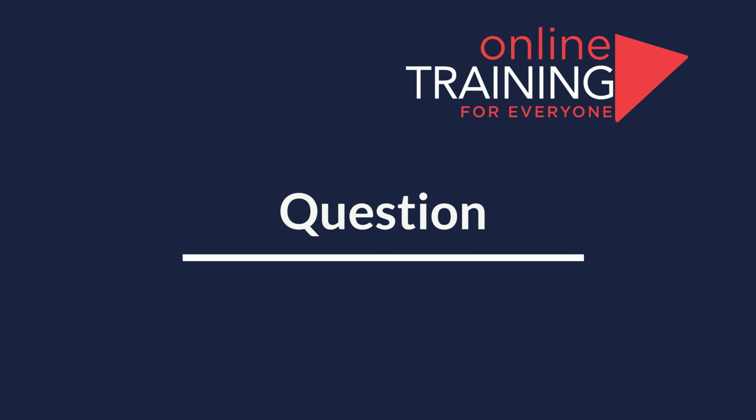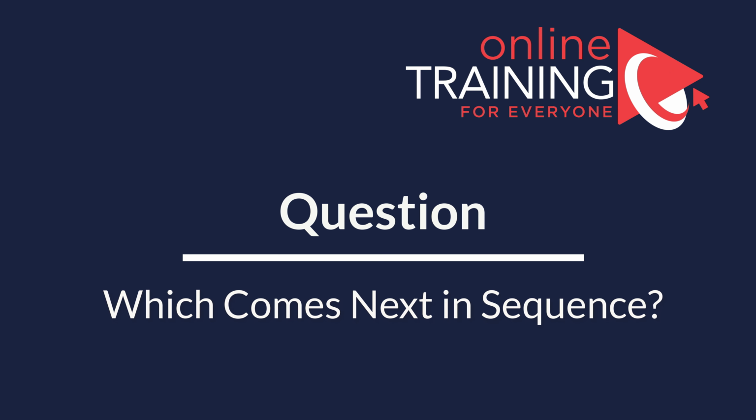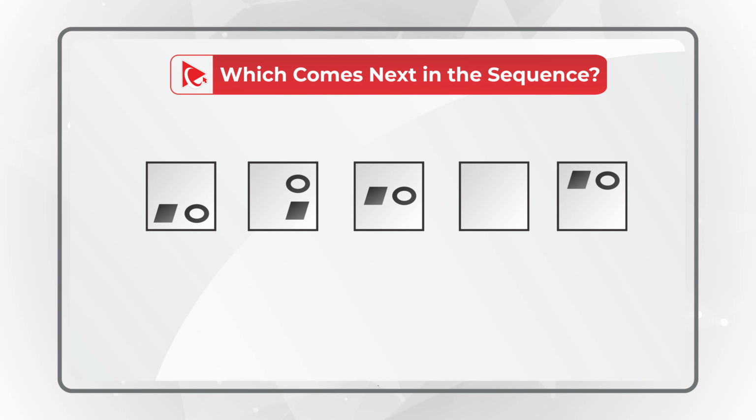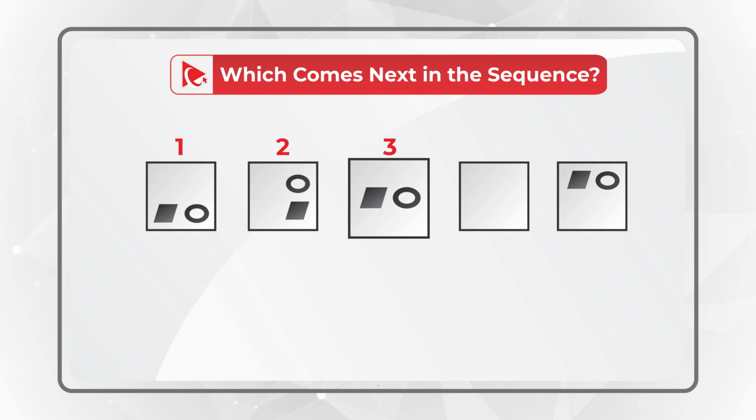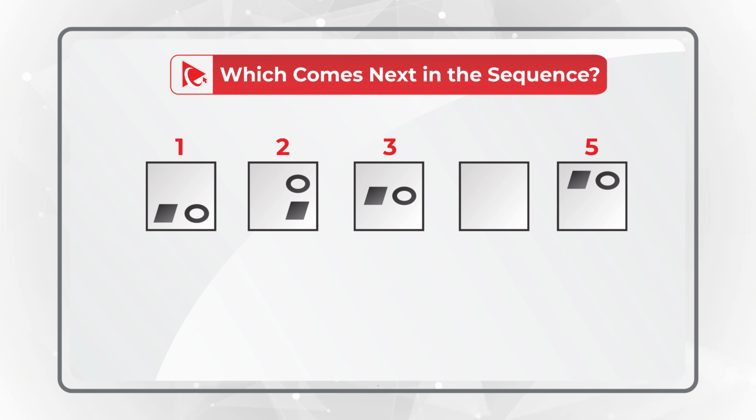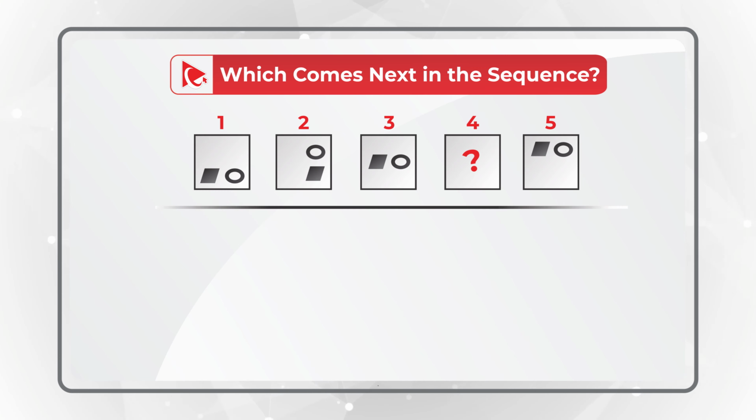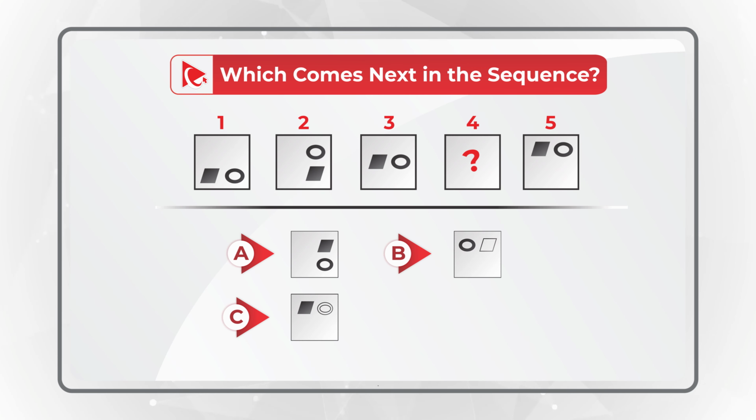I love this question because it really makes you think in order to get to the correct solution. You need to determine which shape comes next in the sequence, and you're presented with the series of 5 shapes. Squares 1, 2, 3, and 5 have other, smaller shapes inside, and you need to determine shape 4. You have 4 different choices to choose from. Choices A, B, C, and D.